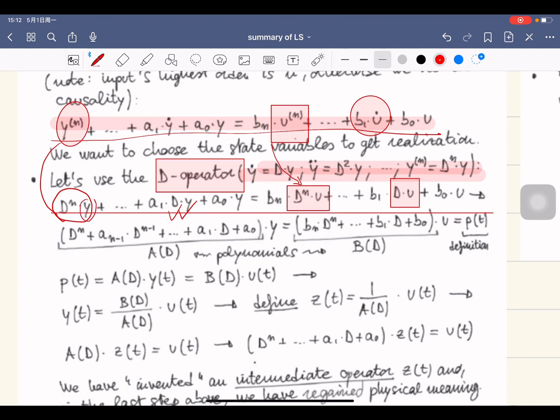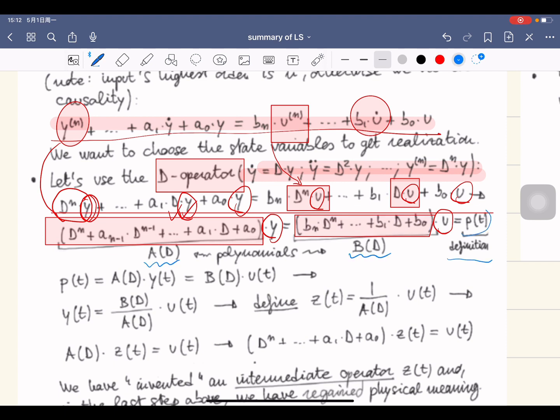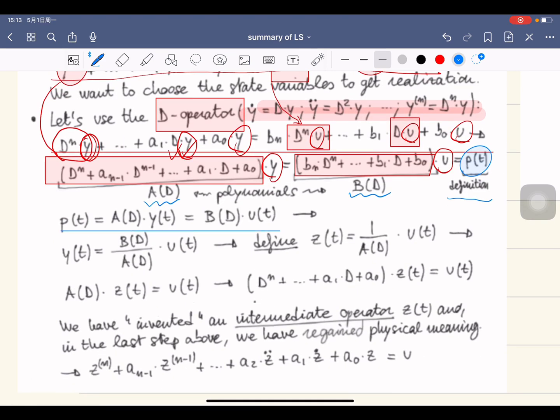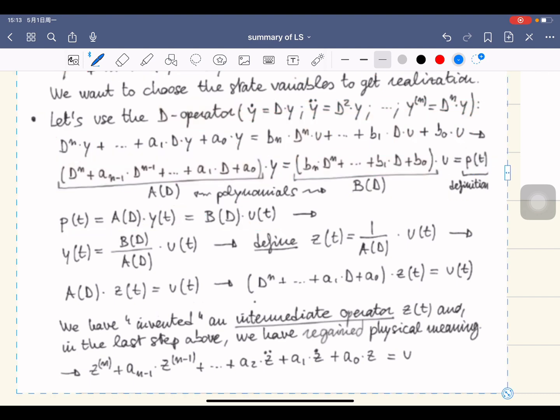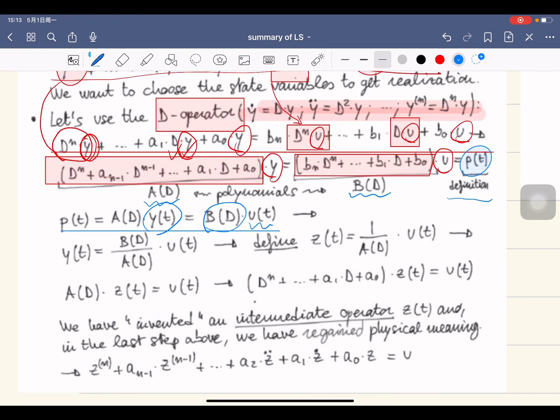We can take y out, and we can take u out. So you can get this one. These are the coefficients before y, and these are the coefficients before u. We want to make it simpler, so we use A(D) and B(D) to express it, okay? We also define all of them equal to p(t). So we can define p(t) equal A(D) times y(t), the output, and the coefficient times the input.